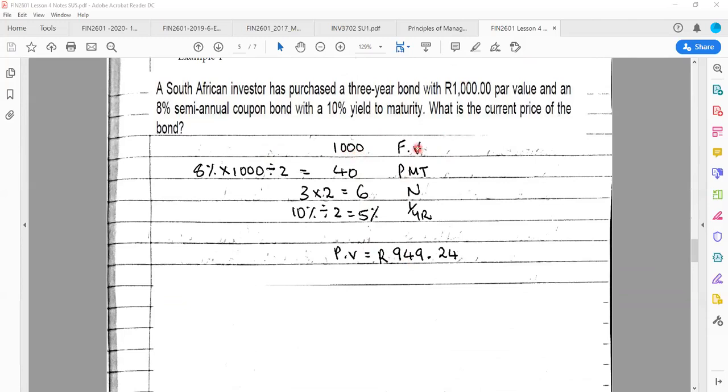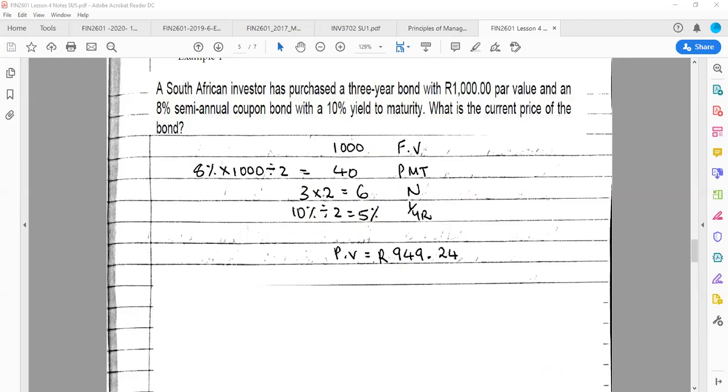So we can take our financial calculator. We can enter in 1,000 as our future value. That's the par value. We can say 8% times 1,000 divided by 2. We get 40 as our PMT. So you notice here we are dividing PMT by 2 because it's a semi-annual coupon paying bond. We multiply our number of years by 2 to get 6, and then we divide our yield to maturity by 2 to get 5. And then we input these items and we calculate the PV.